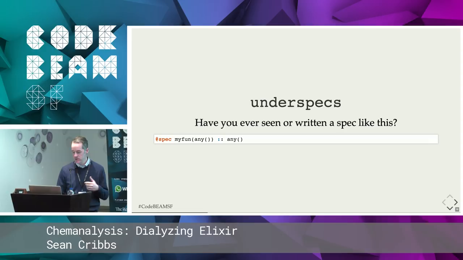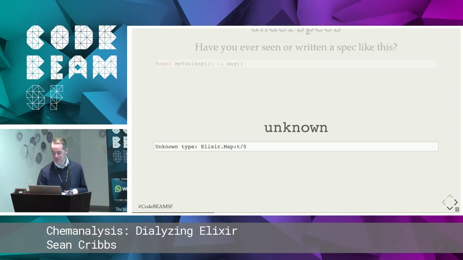On the other hand, underspecs can also warn you about things that are less objectionable, one of which I'll detail later. But in general, this will help prevent you and your peers from letting bad type specs slip through.